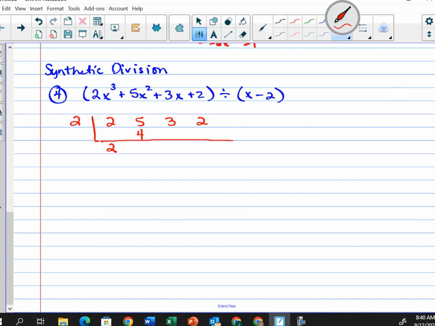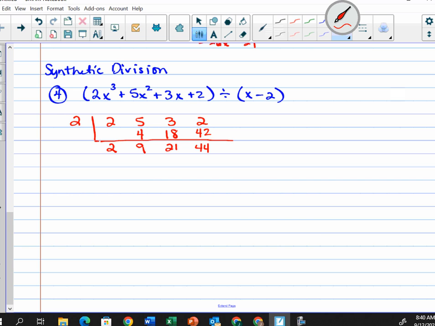Do I add or subtract those numbers? Add. Yes, that's the beauty of synthetic. You don't have to subtract. So yes, we get to add, so that's 9. And then I multiply that by the 2 outside again, so that's 18. I add. Multiply by the 2 outside. I add.